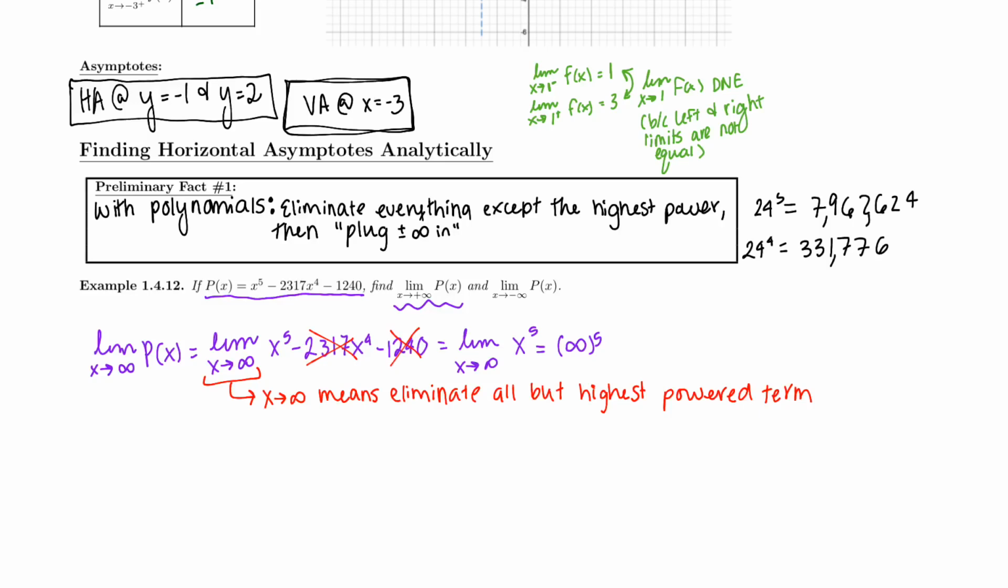No problem. So if you take positive infinity and you raise it to the fifth power, is this result going to be positive or negative? Positive, right? So if you raise infinity to the fifth power, that's just infinity. So this limit comes out to be positive infinity.